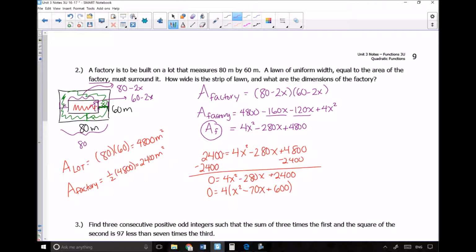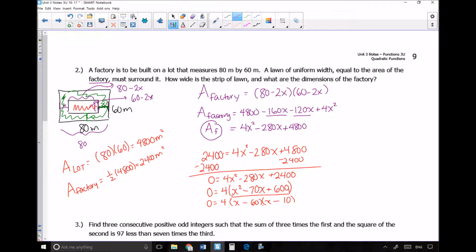Okay, so now that I've done that, I'm going to look and see if I can factor what's inside of here. So I get 0 equals 4, and then in my brackets here, I'm going to have an x and an x, and I'm going to look for factors of 600 that could add up to give me negative 70. So I'm going to try 60 and 10, because 60 times 10 is 600. This gives me 60x. This gives me 10x, and when I put them together, if they're both negatives, then I would end up getting negative 70x. So these both have to be negative here.